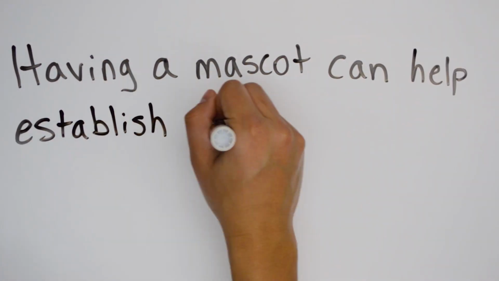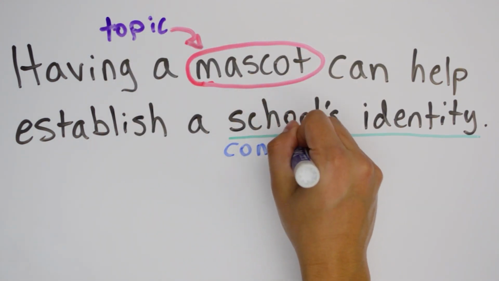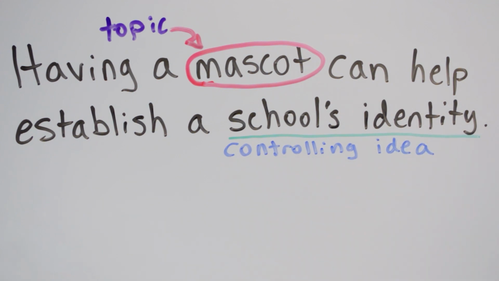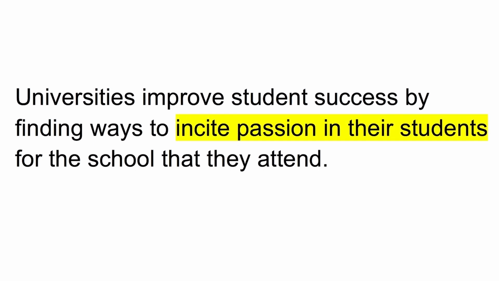Note that the second example announces the topic and introduces a controlling idea related to that topic. This controlling idea establishes the purpose of the paragraph and how it relates back to the thesis. If your thesis is something like, "Universities improve student success by finding different ways to incite passion in their students for the school that they attend," then the controlling idea that a school mascot incites school spirit relates the topic of school mascots back to the thesis of inciting passion from the students for their school.